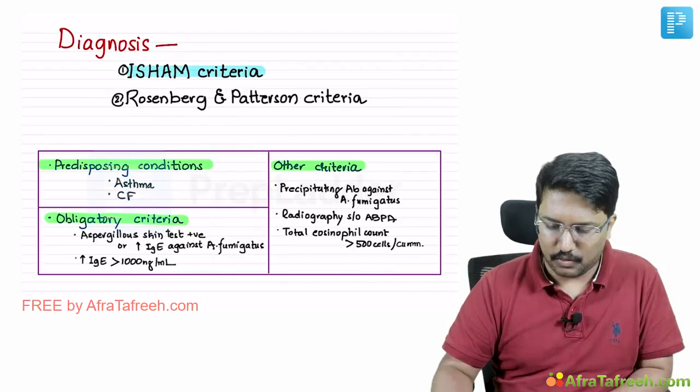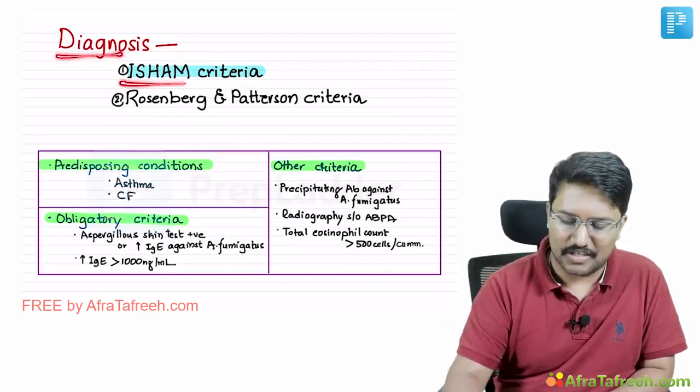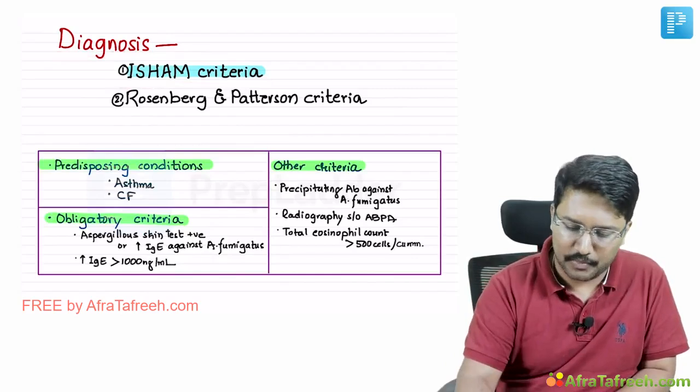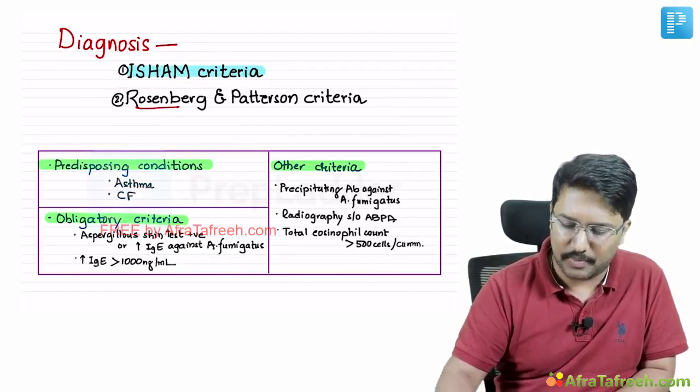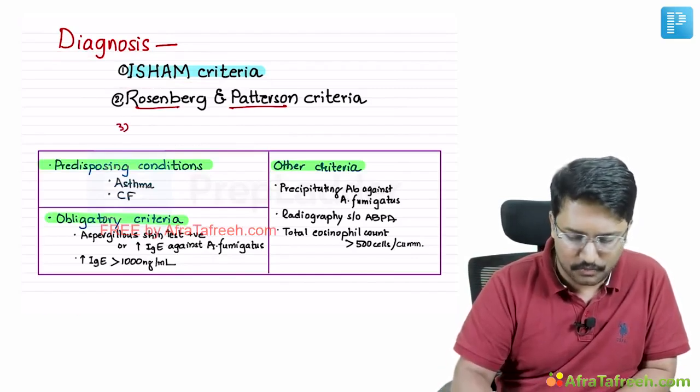Okay, now how do we diagnose these patients? The diagnosis, as I've already told you, is based on what is called the ISHAM criteria. We had a previous criteria called the Rosenberg and Patterson criteria, which is no longer followed.